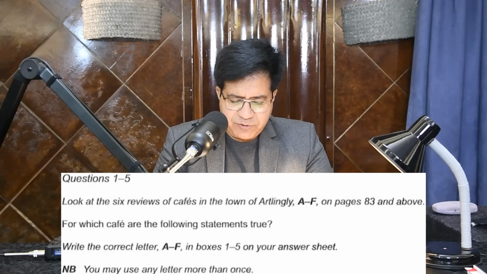And how many paragraphs do we have? 2, 4 and 6 paragraphs. 5 questions and 6 paragraphs. What does it mean? One paragraph will go without any answer. Okay, like this. Now for this type of questions, it's a good idea that you skim read one paragraph and then you come to questions and read the questions.